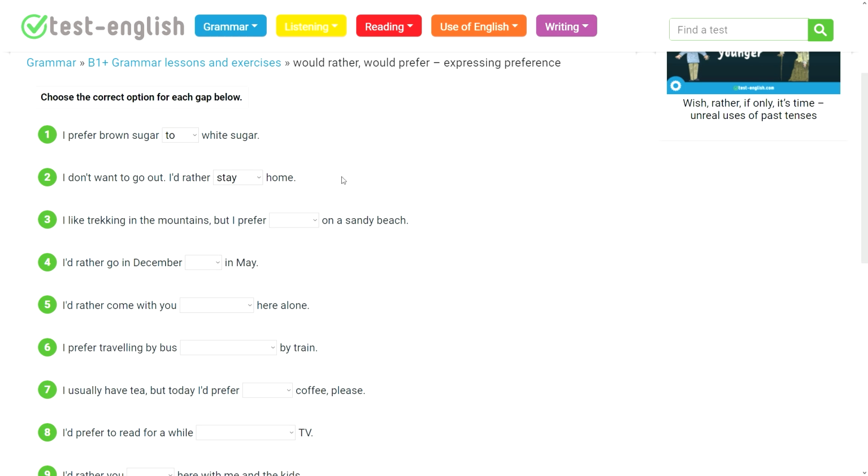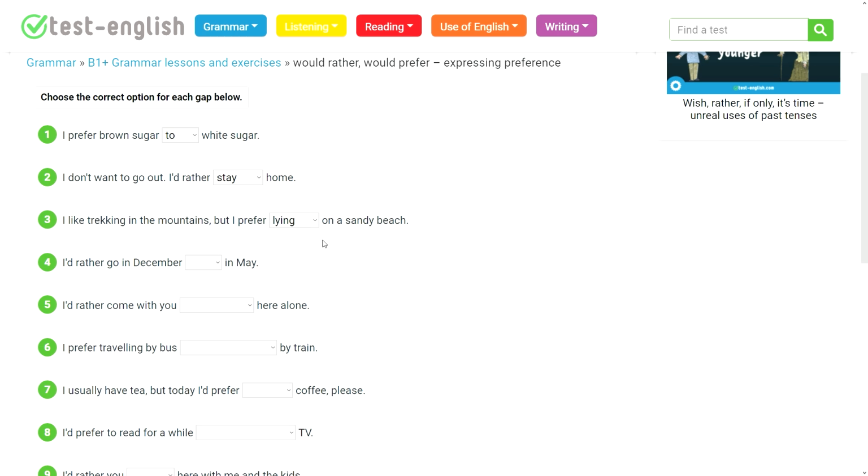The third one, I like trekking in the mountains, but I prefer blah blah on a sandy beach. Okay. If you have prefer and after prefer, you have two options. One, you could say I prefer to, verb 1, or you could go I prefer, verb ing. So, you could say I prefer lying on a beach or I prefer to lie, not lying. If it would be I prefer to lie, it would be okay. But only lie, only to lying, no, it's not okay. So we should say I prefer lying.